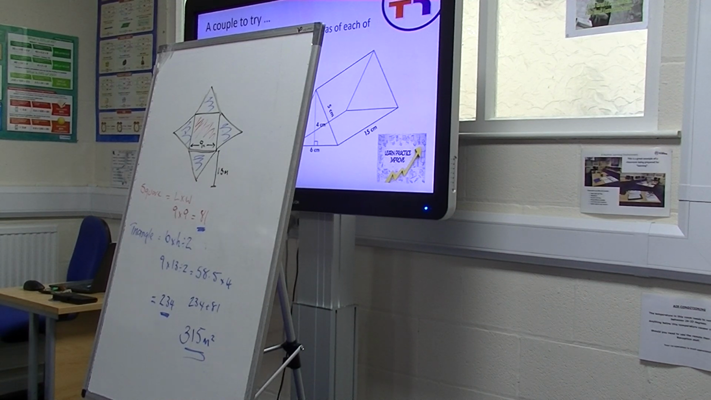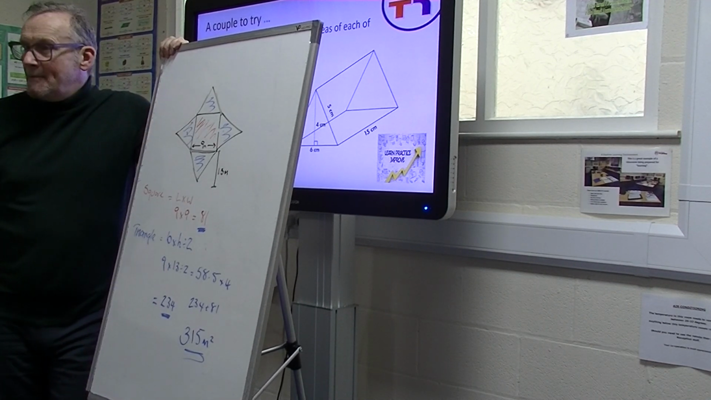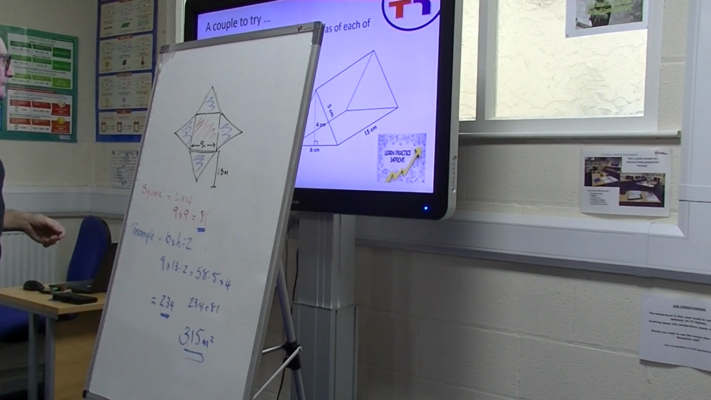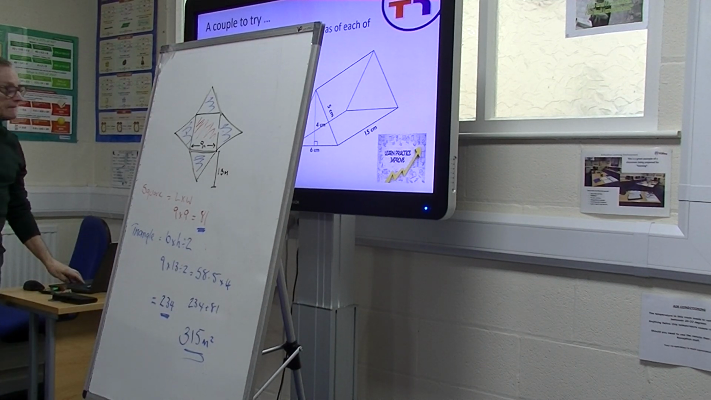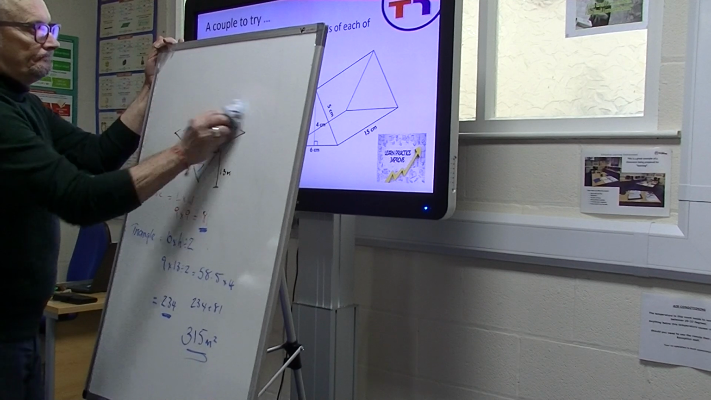So in effect, really, when it asks you to work out areas of nets, it's quite easy because the shapes are relatively straightforward shapes. I'm not sure if the answer's on here. Let's have a look at this. 315. Yeah. Let's do the prism.